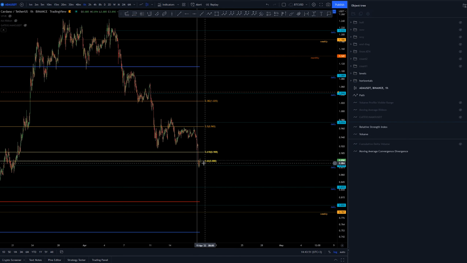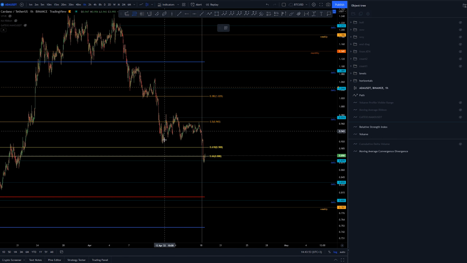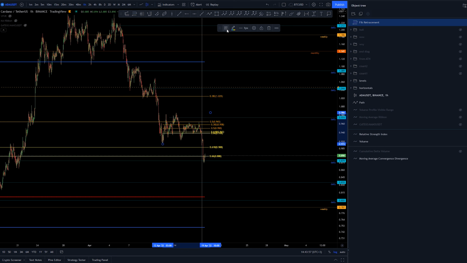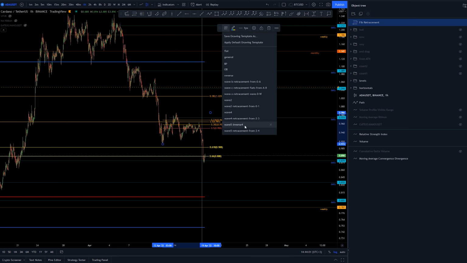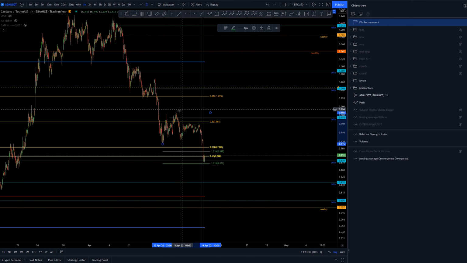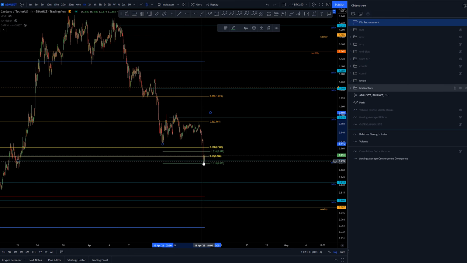Now, why did we stop here? There's another target we had. This was a possible wave 4 area in Elliott Wave terms, and it is here. 1.618 is the inverse correlation for the wave 5 from wave 4. So that is another reason why we might have stopped here.